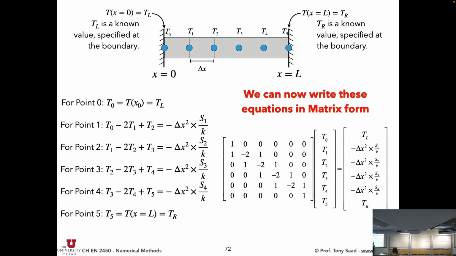Point 1, that is going to be this row. So I have T0 minus 2 T1 plus T2 plus 0 T3 plus 0 T4 plus 0 T5. Perfect. There's no contribution from T3, T4, and T5 to that point. And that's equal to minus delta x squared times S1 over k. And so on, all the way to the last point, which is 1 times T5 equals TR. Now, when I run this through numpy.linalg.solve, it will always guarantee that T0 equal TL and T5 equal TR because it's a degenerate case. But I include them there because in my answer, I want to plot from 0 to L, not from point 1 to point N minus 1, if that makes sense.